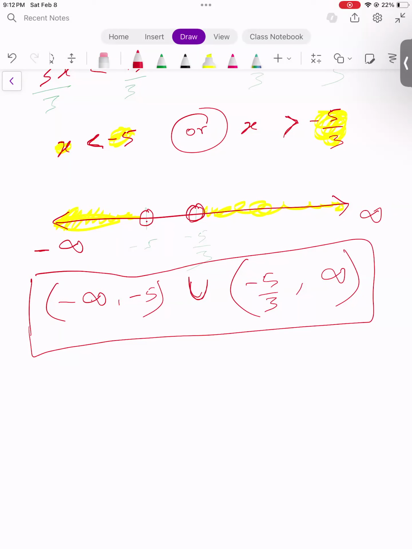Okay, if that's the only thing that you have, then you get the full credit. But if you have "or" and you just replace "or" by union, that's not wrong. You will get the full credit. But if you are asked to write an interval notation, we don't use "or", we use union.